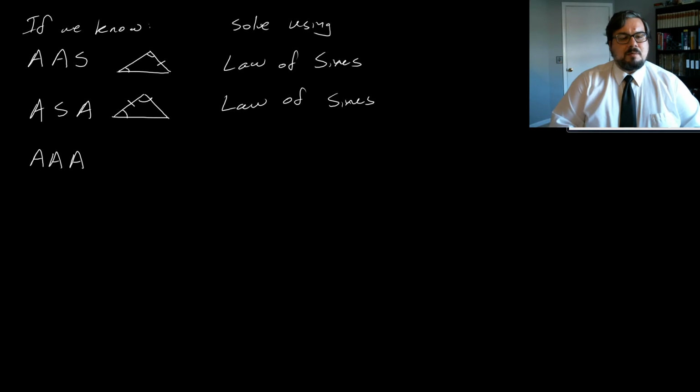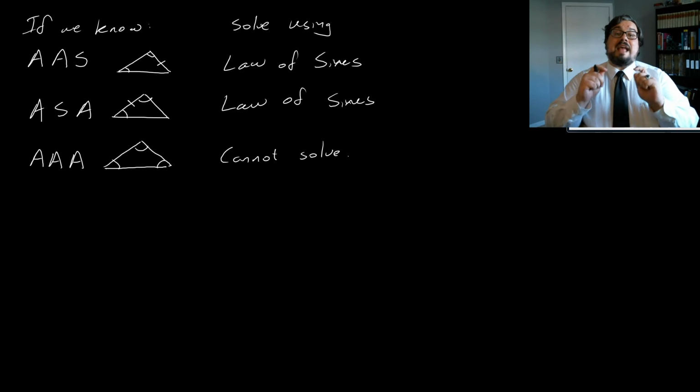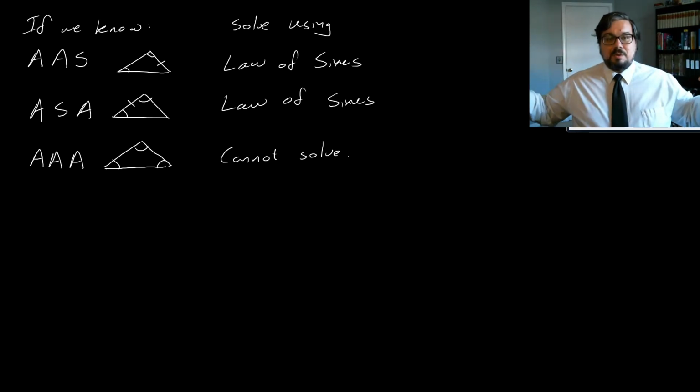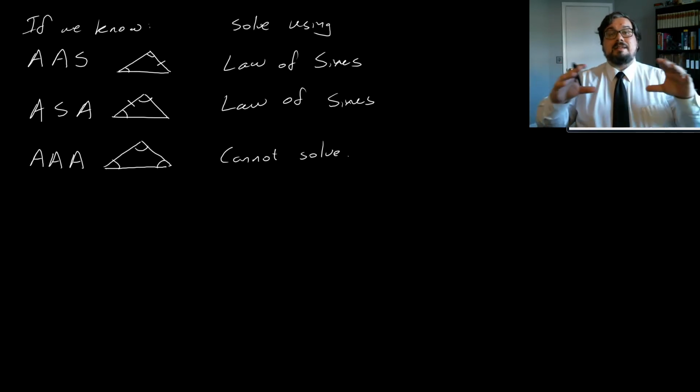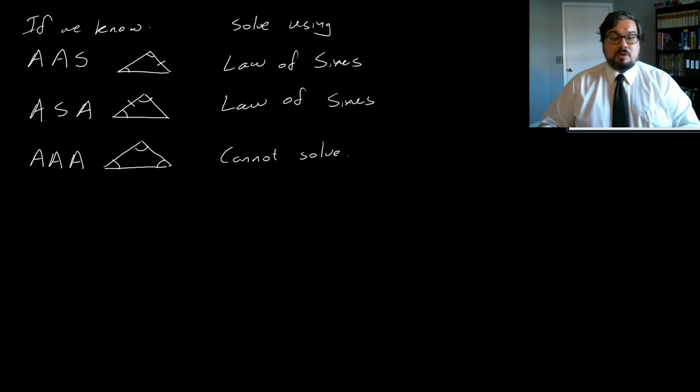Let's run through a couple more. What if we have angle, angle, angle? Well, this one we cannot solve. And that's because if I only give you the angle measures of a triangle, you don't know what size it is. We know that there are lots of similar triangles, that is, triangles that have all the same angles inside, but have different sizes to them. So we actually can't solve a triangle if all we're given is three angles.